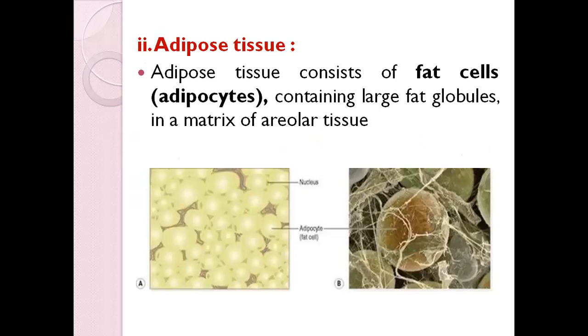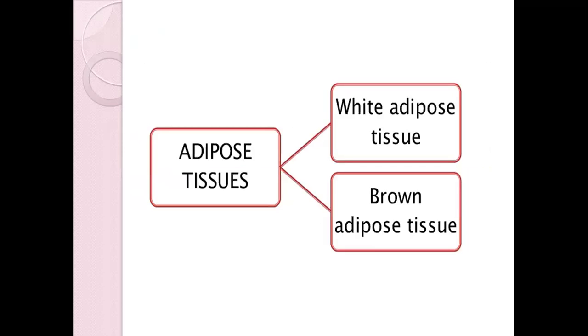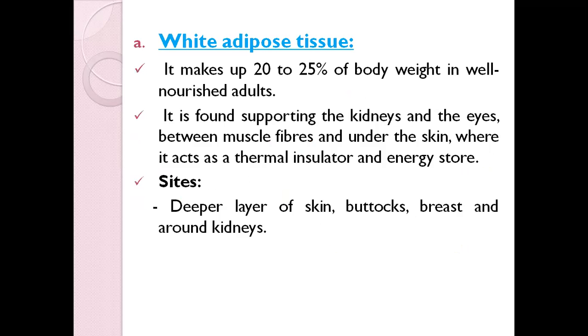So adipose tissue consists of your fat cells and it is divided into your white and your brown. White consists of about 20 to 25% of the body weight, and it is found mostly around the kidneys, around the eyes, muscle fibers, in the deeper layer of the skin, breast, around the kidneys, all those.